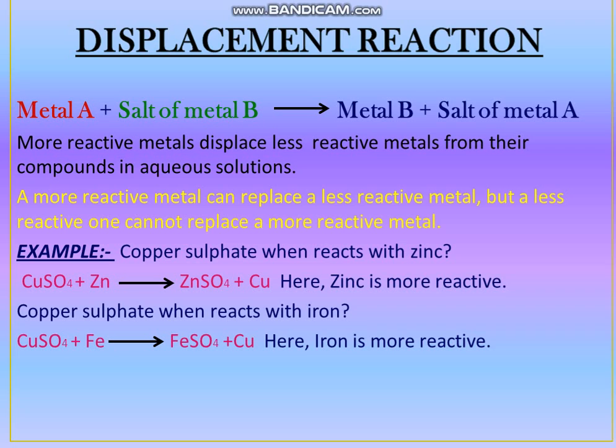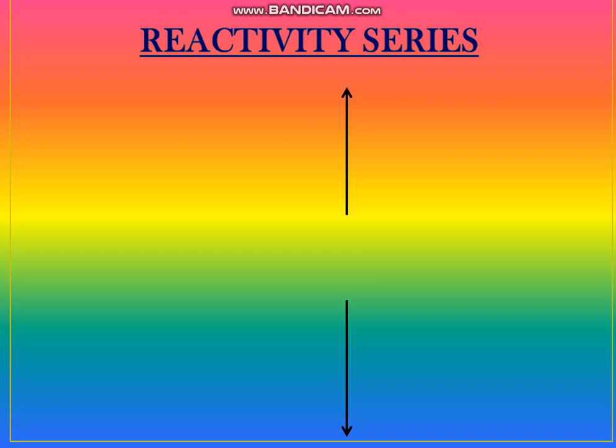Displacement reaction. Metal A plus salt of metal B gives us metal B plus salt of metal A. What do you observe here? More reactive metals displace less reactive metals from their compounds in aqueous solution. A more reactive metal can replace a less reactive metal, but a less reactive metal cannot replace a more reactive metal. For example, copper sulfate, when reacted with zinc, gives us ZnSO4 plus Cu. Here zinc is more reactive. Copper sulfate, CuSO4, when reacted with iron, gives us FeSO4 plus Cu. Here iron is more reactive.